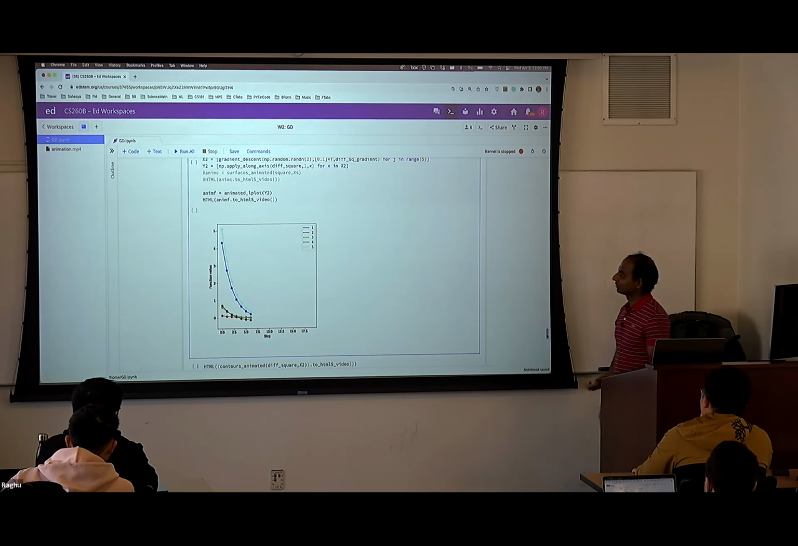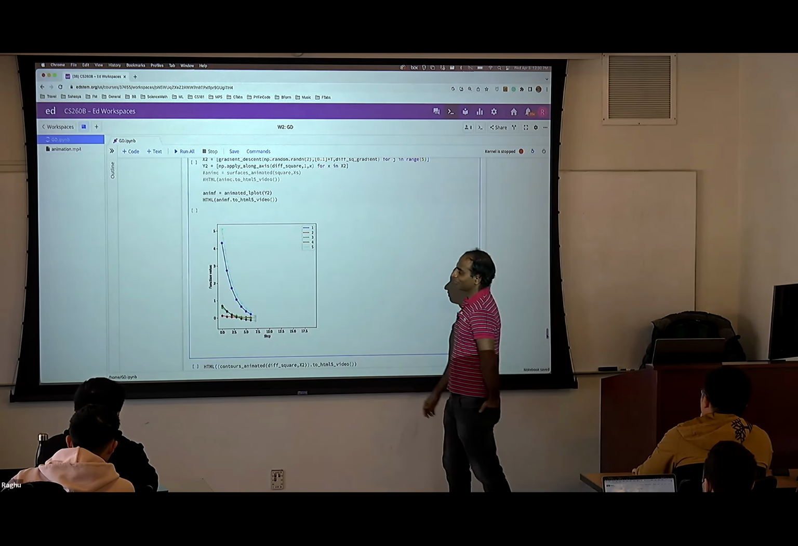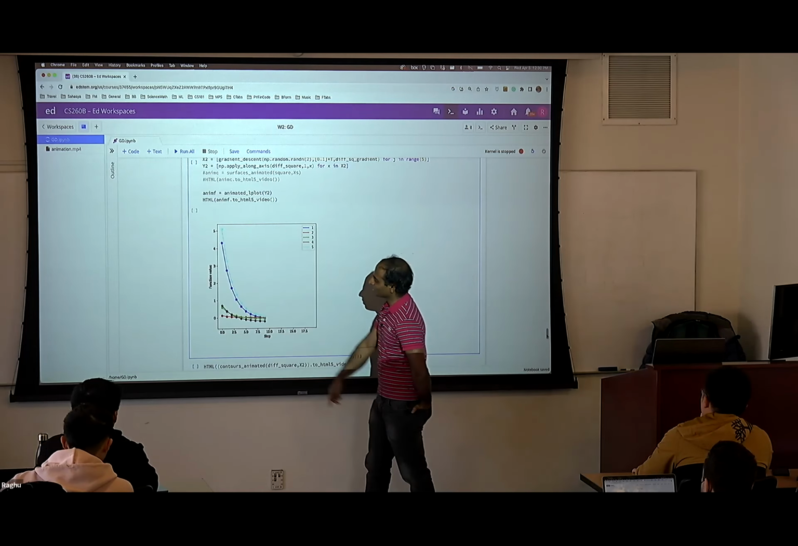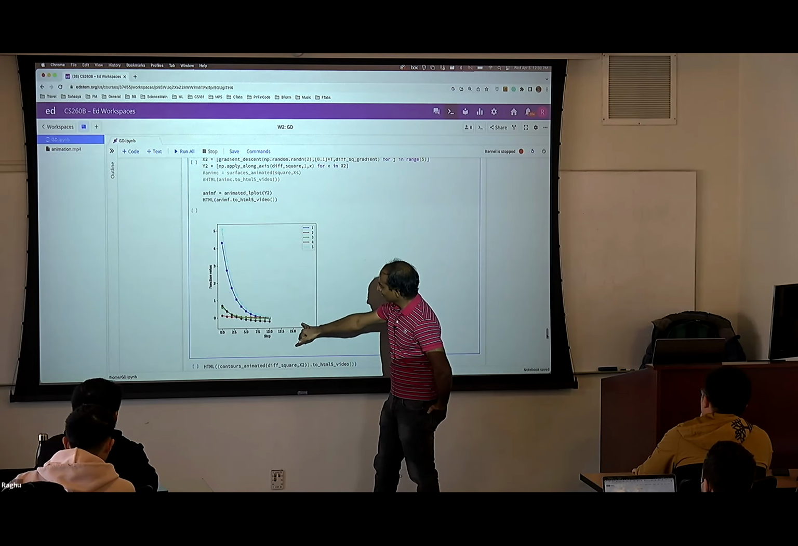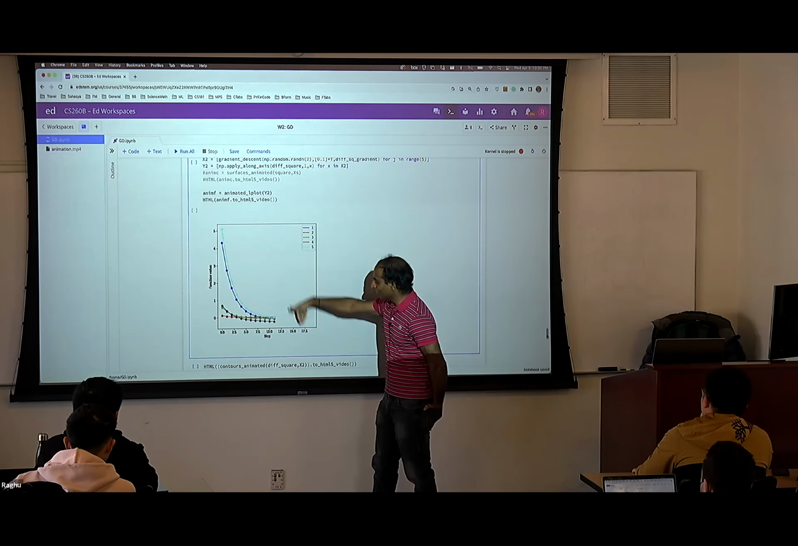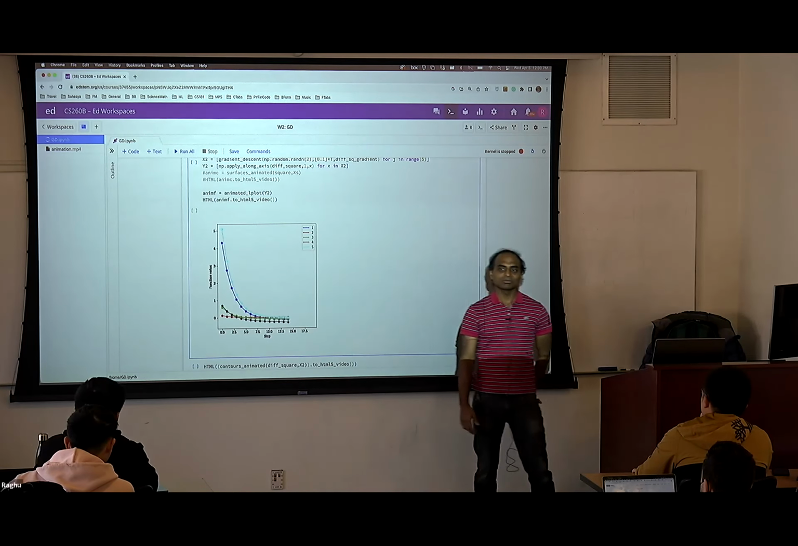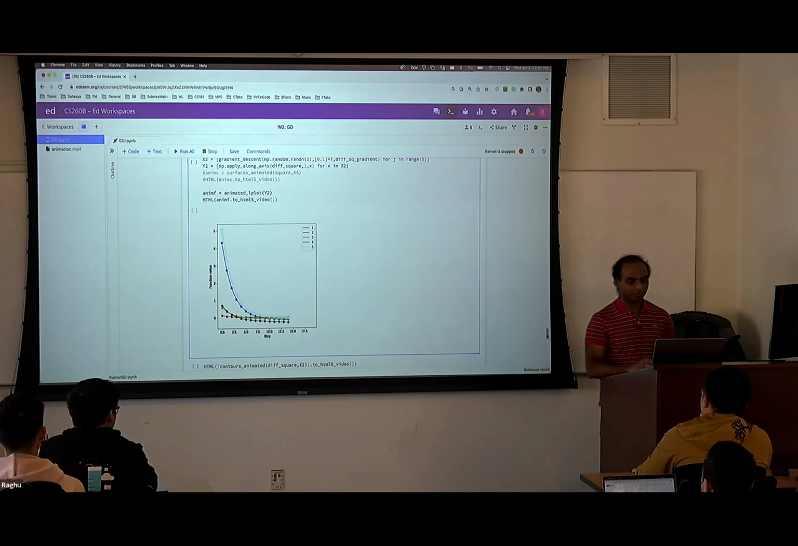Yeah, they are still decreasing the function value, which is good. We expect them to decrease. But they're kind of flatlining here. Ideally, we would like them to go even further down, but they're not doing that.